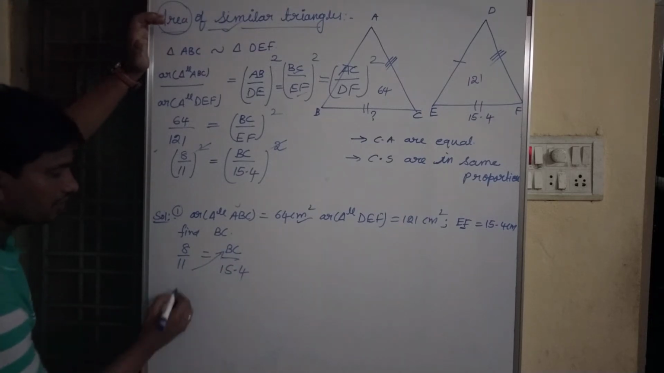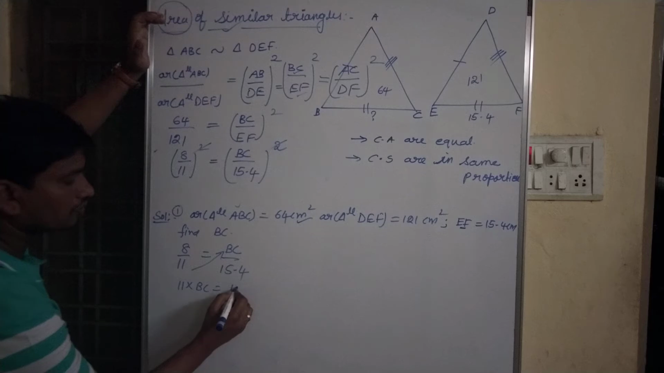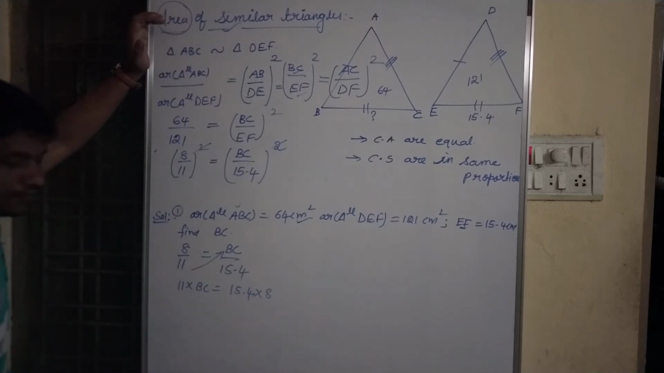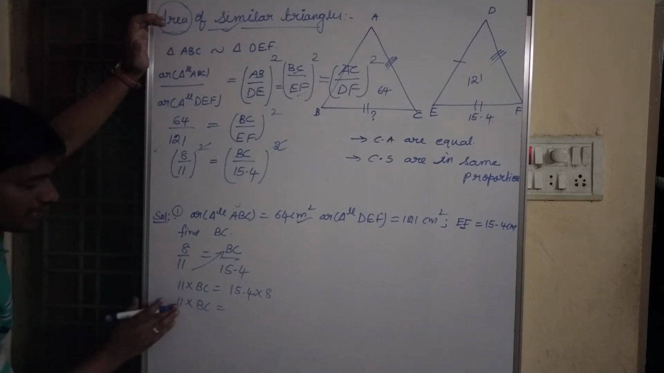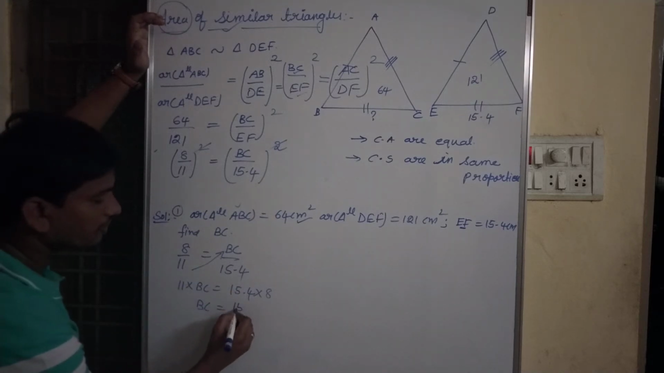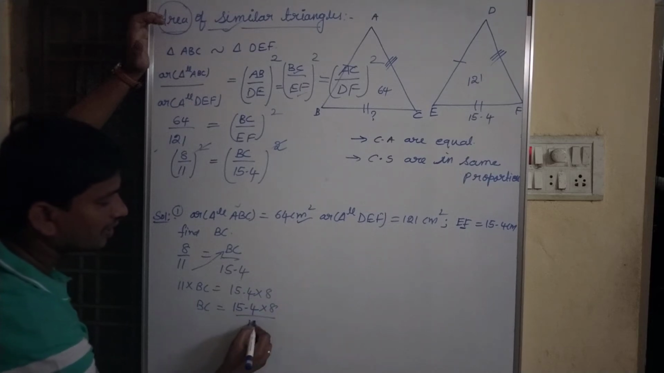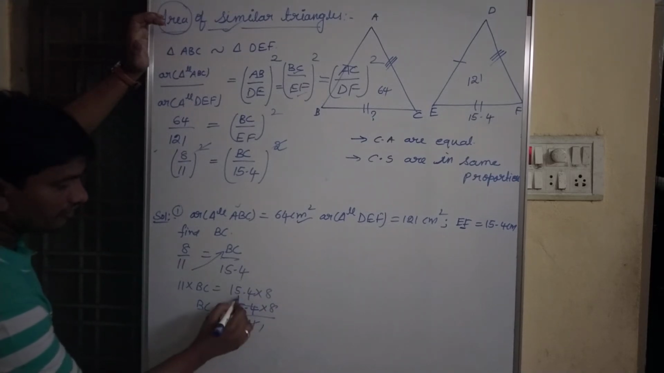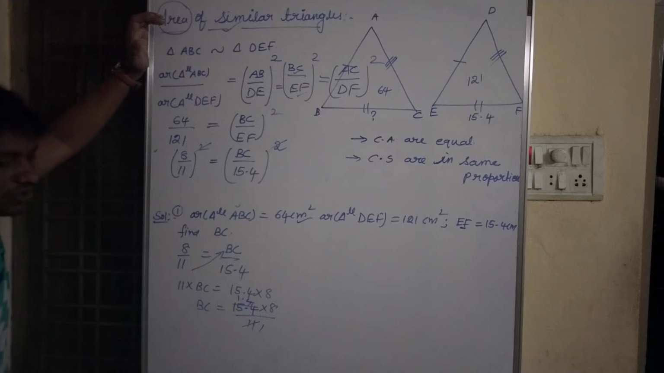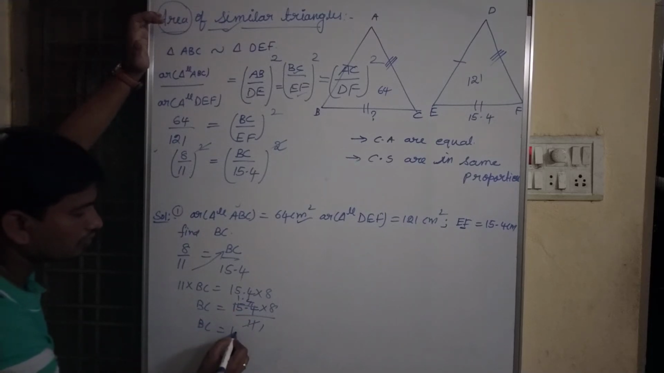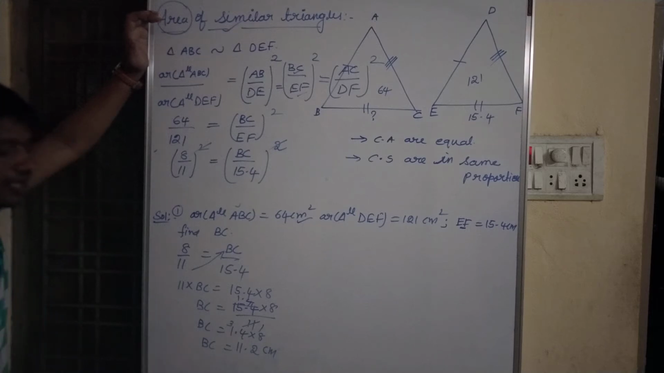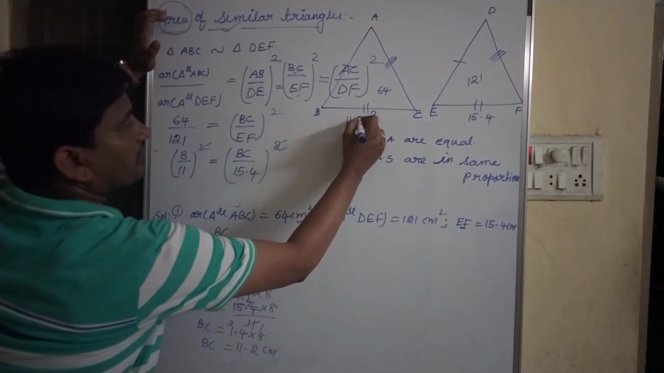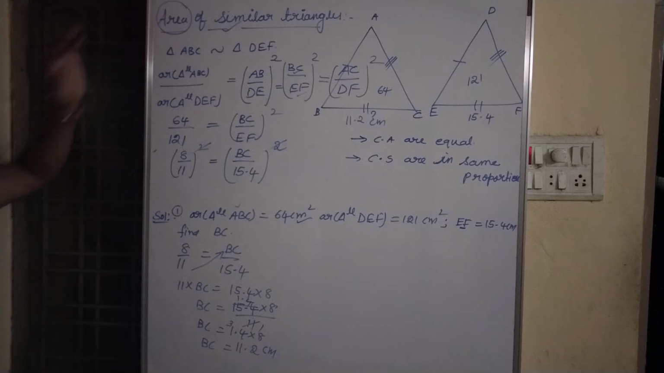So cross multiplication, 11 into BC equal to 15.4 into 8. 11 is multiplying here. Let me transpose. So it will become 15.4 into 8 by 11. 11 table, 11 1 11, 4 4, 11 4 44. So BC equal to 1.4 into 8. So BC equal to 8 4 32, 8 1 8 plus 3, 11. So what is the corresponding side BC? BC is 11.2 centimeter. Got it?